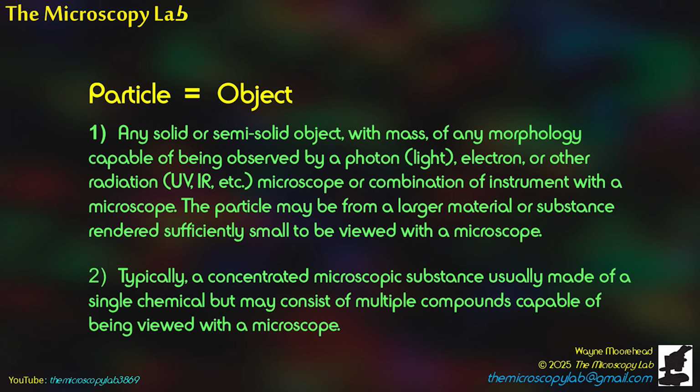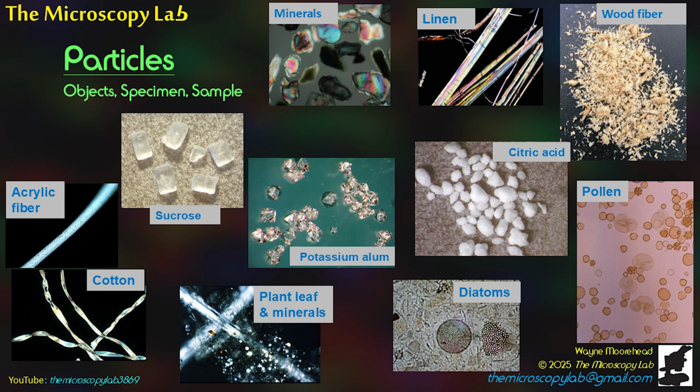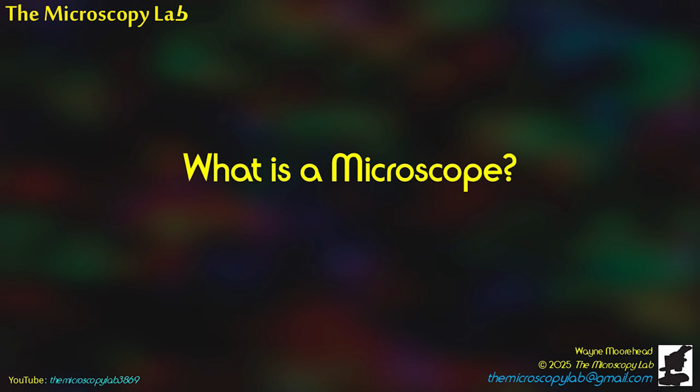A particle or object can also typically be thought of as a concentrated microscopic substance, usually made of a single chemical, but may also consist of multiple compounds, all being capable of being viewed with a microscope. Each of the images you see here can be thought of as containing particles, objects, specimens, or a group representing a sample. The plant leaf and minerals image is an example of a multi-component particle, object, specimen, or sample consisting of various particles. While we're defining terms, I should define microscope.